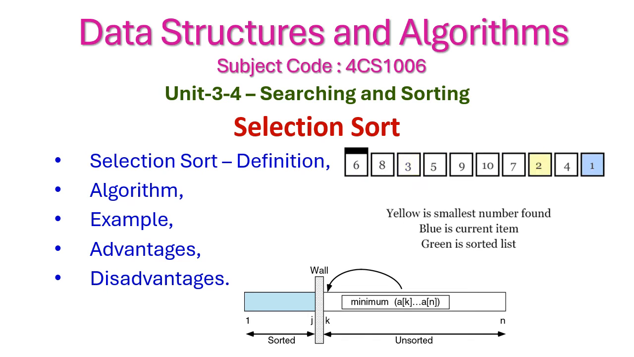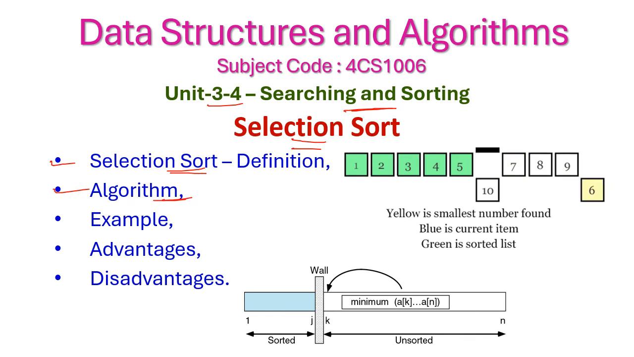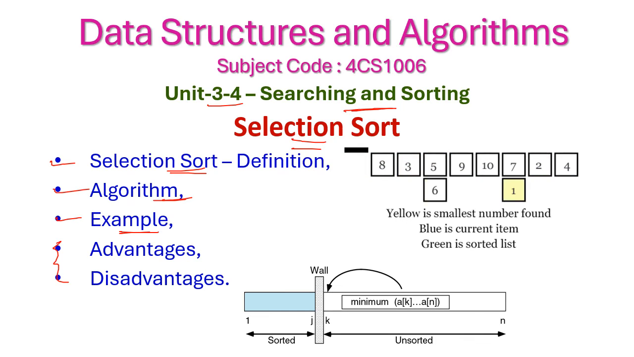In this data structure class, we will see the selection sort from third unit, searching and sorting. In today's class, we will discuss the definition of selection sort. After that, the working principle, that is the algorithm of selection sort. And then we will see some examples for this selection sort. And finally, we will discuss the advantages and the disadvantages of selection sort.